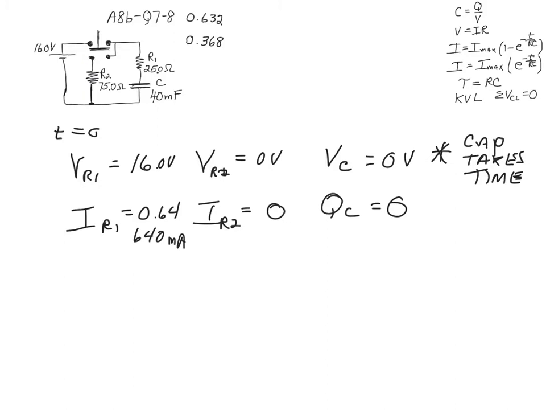So obviously R2 is dangling. That's going to be 0. This will remain 0 throughout this process until we change the position of the switch. So the capacitor starts at 0. That means it's going to charge. That means it's going to follow the charging equation.